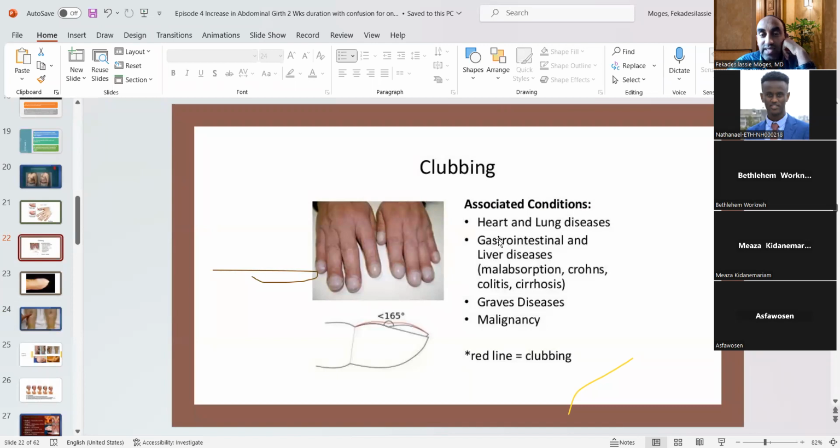Clubbing: heart and lung diseases, GI diseases, liver diseases, Crohn's, colitis, cirrhosis, Graves' disease, malignancy, all these are differential diagnoses. COPD, cor pulmonale, all lung diseases and heart diseases can cause clubbing. Like I told you, this angle here, the black angle, has to be less than 165 degrees.